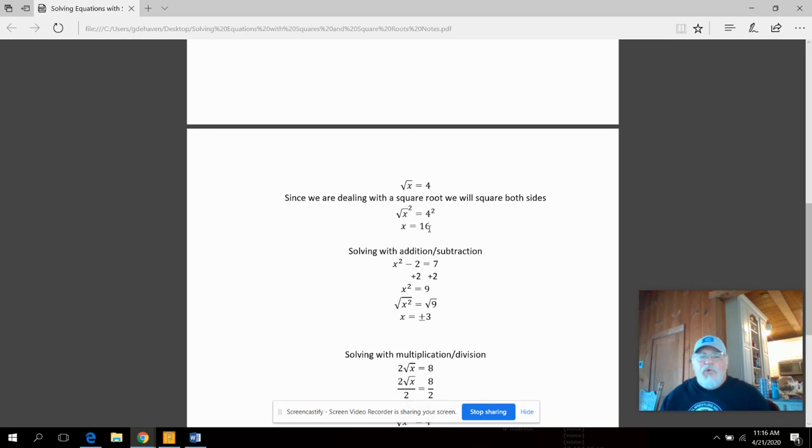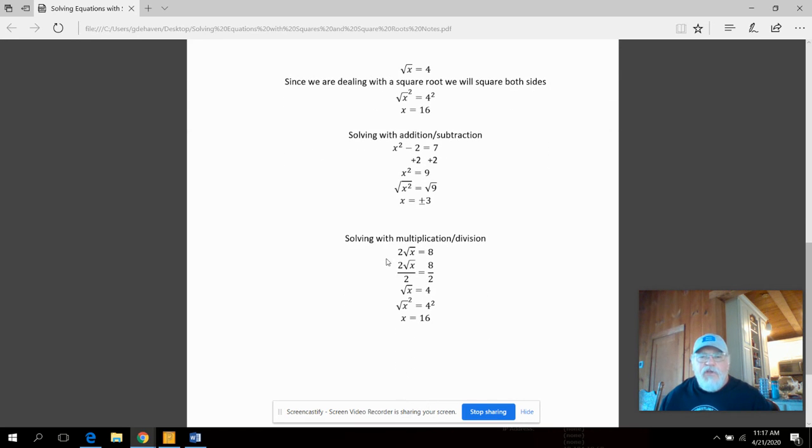Now, you will see some problems where you have to take a step to get the square or the square root by itself. So I'm going to look at one where we're dealing with addition and subtraction here. So I have x squared minus 2 equals 7. I have to get this x squared term by itself, so I add 2 to both sides. Okay. So when I add 2 over here, it disappears. And when I add 2 to 7, I get 9. So that's how I end up here.